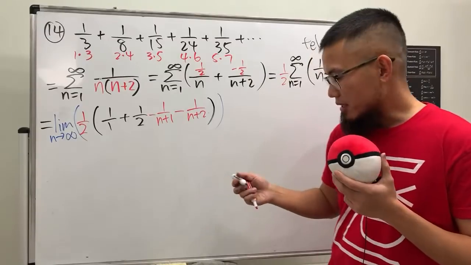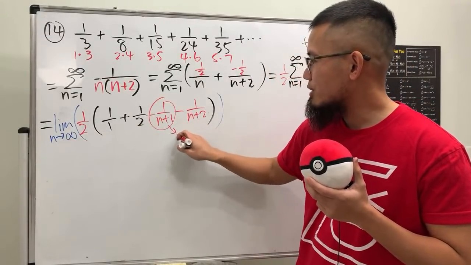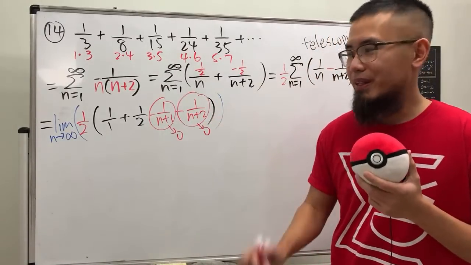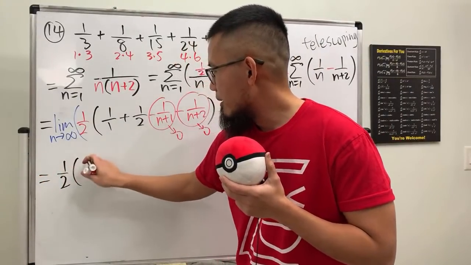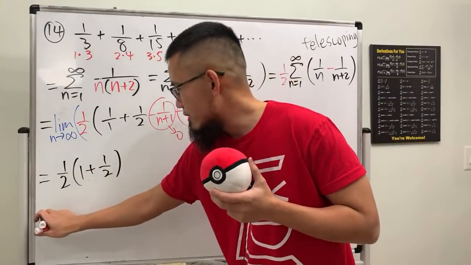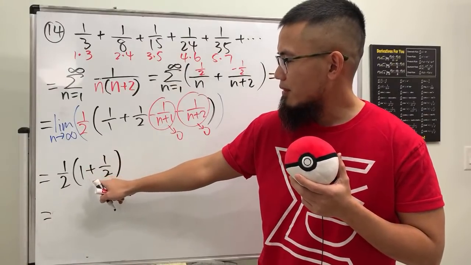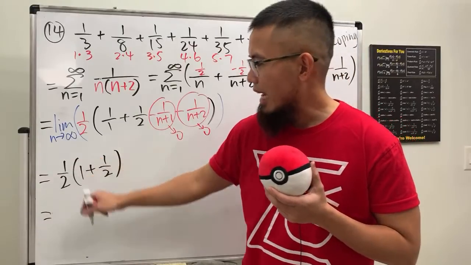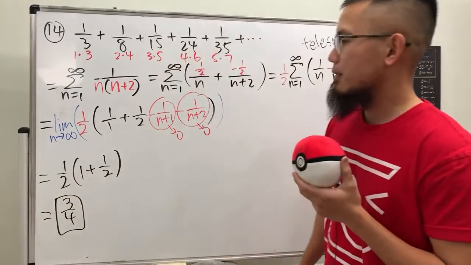Well, the good thing is, when n is approaching infinity, this guy goes to 0, and likewise, this guy also goes to 0. So now, all we have to do is 1/2 times 1 plus 1/2, and this is the challenging part. Let's see. This right here is going to be 3 over 5. No, what am I talking about? This is 3 over 2 times 1/2, which is 3 over 4. Right?